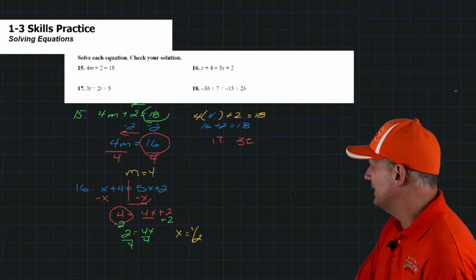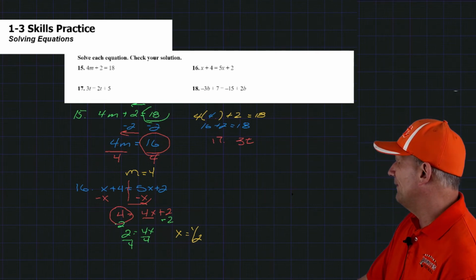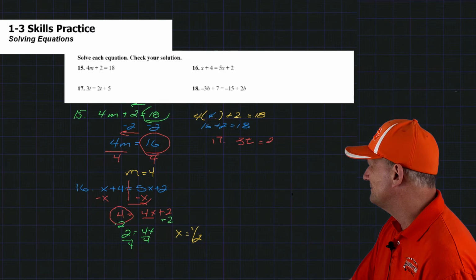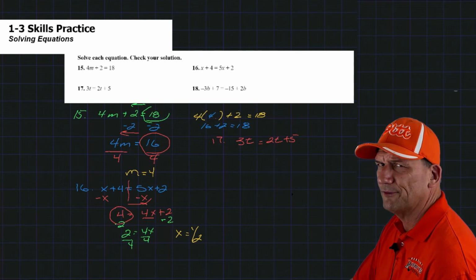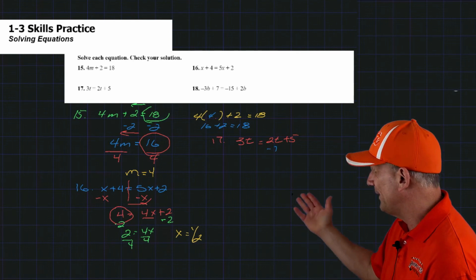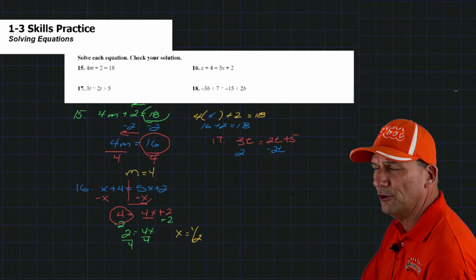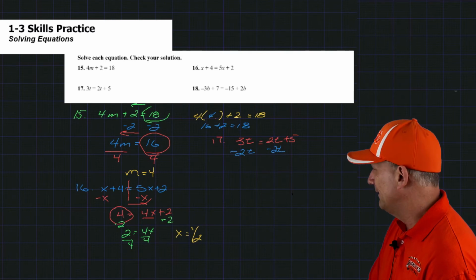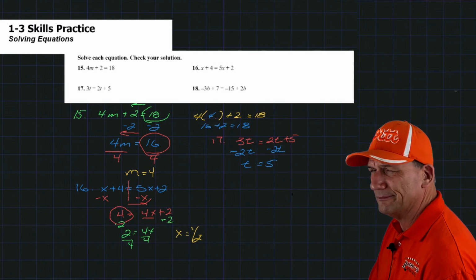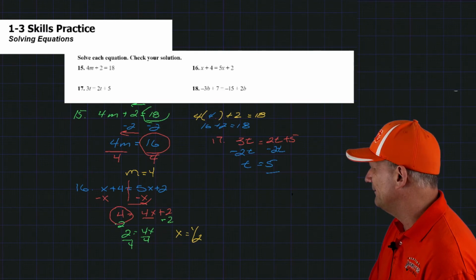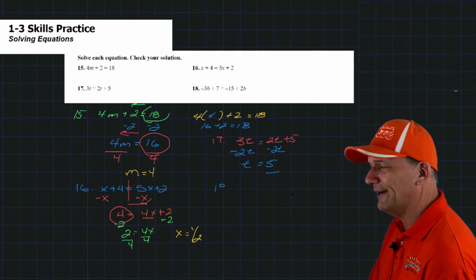All right, 17. 3t minus, right? Equals 2t plus 5. We have 2 terms with the variable. We can only have 1. Now here we would want to subtract the 2t over to the left side. It keeps it still a positive value and you're done. T is what? There you go, 5.